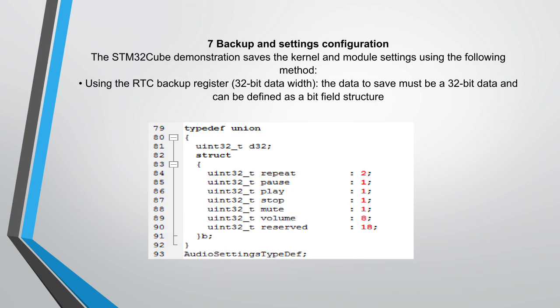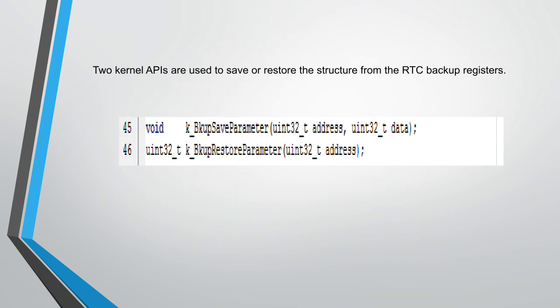So two kernel APIs are used to save or restore the structure from RTC backup. That is k_BkupSaveParameter, which takes two arguments, address and data, which in fact are uint32_t. And the second one is uint32_t k_BkupRestoreParameter, which takes just the address.